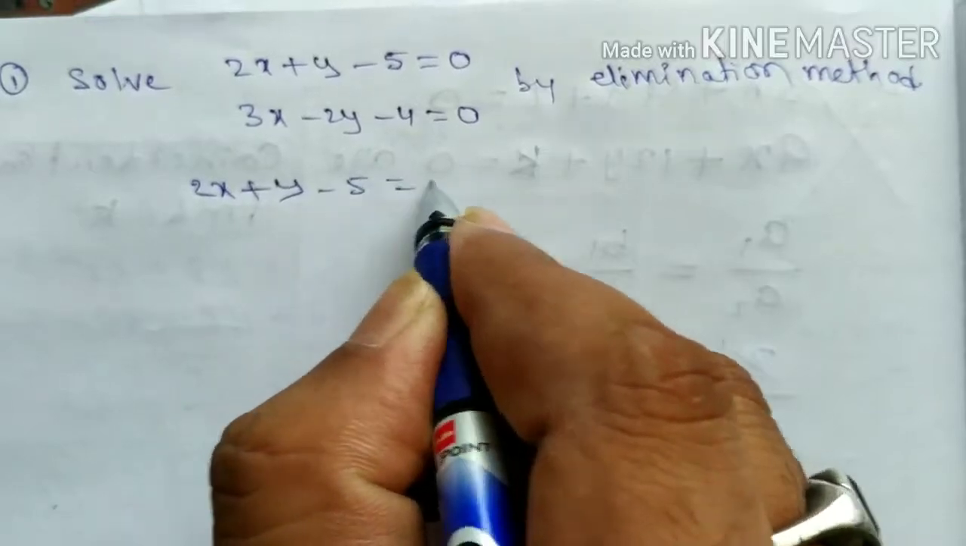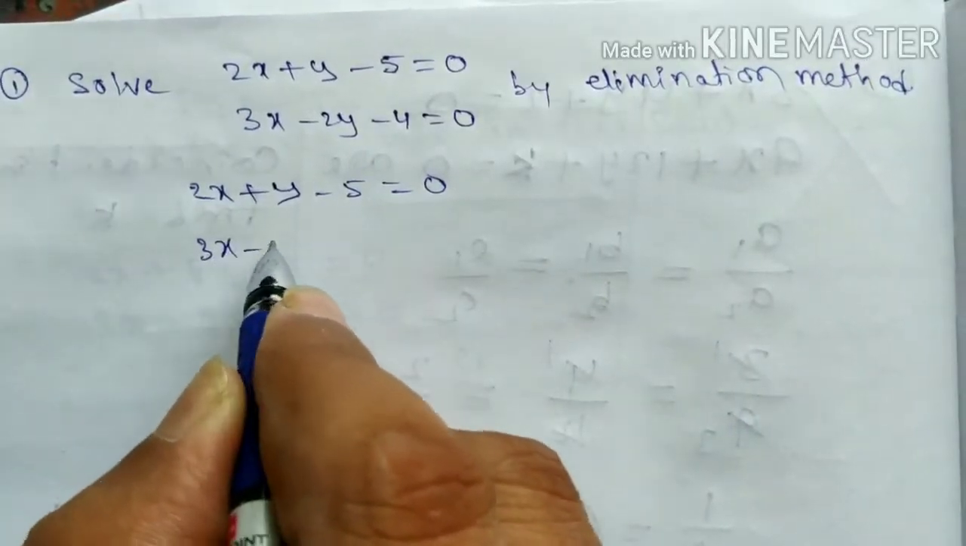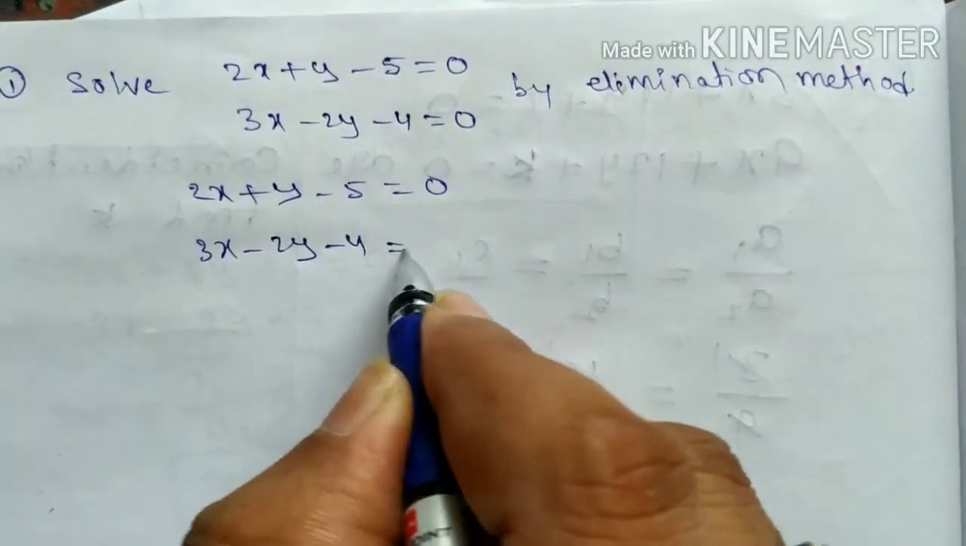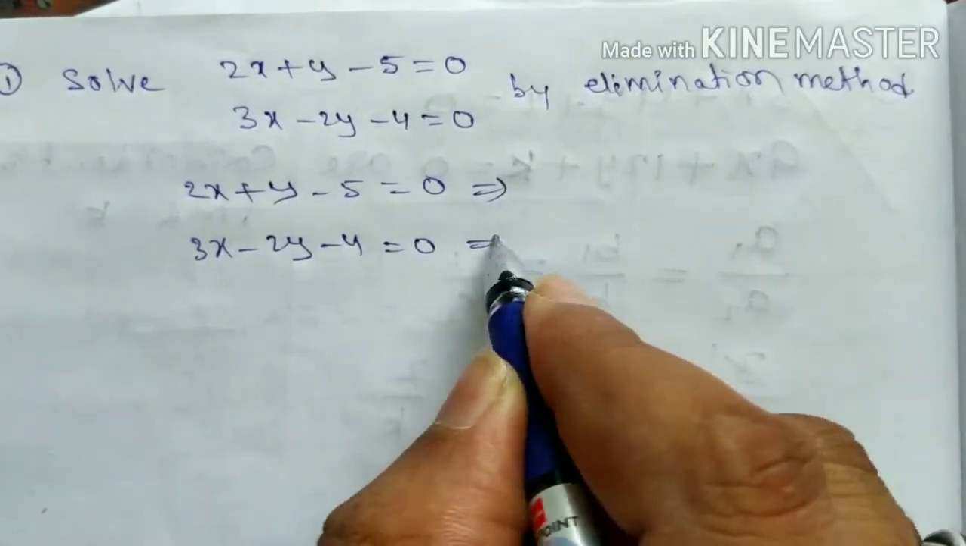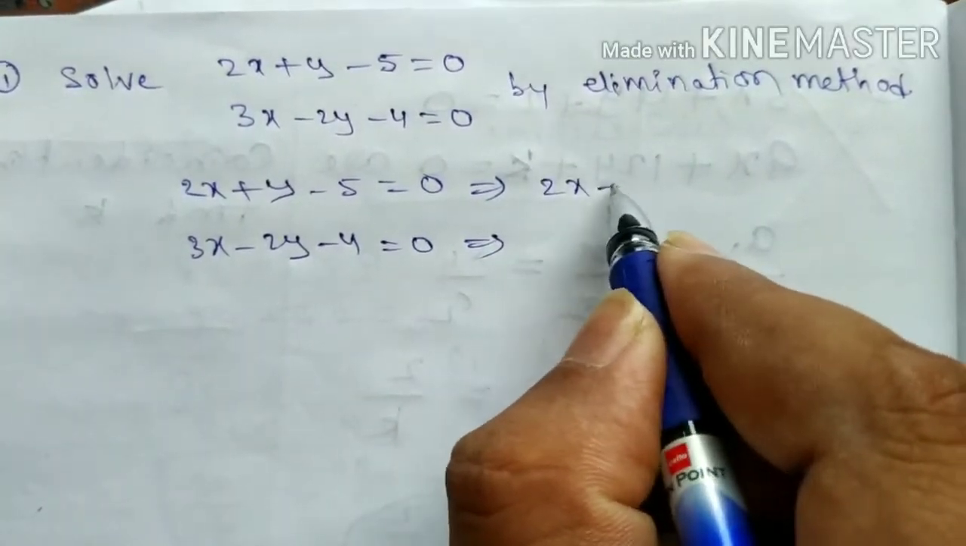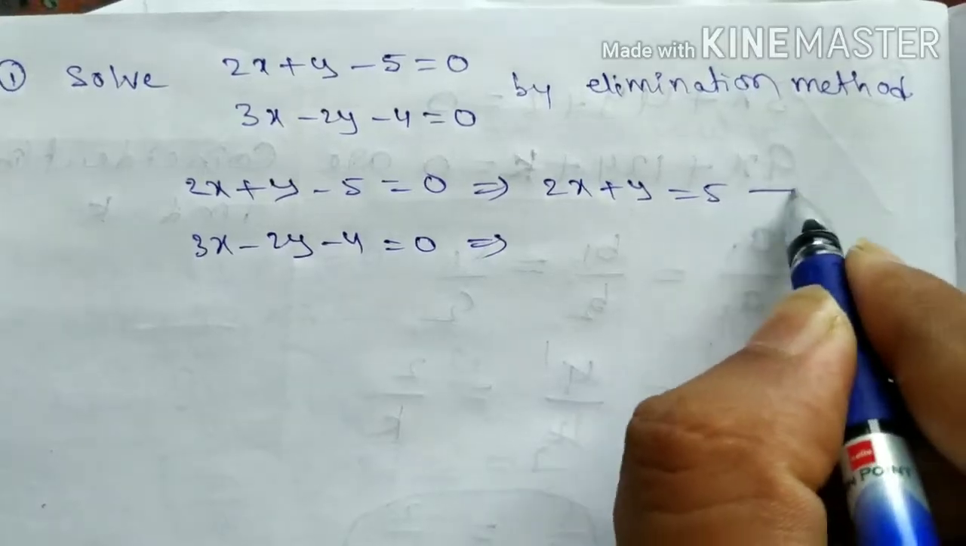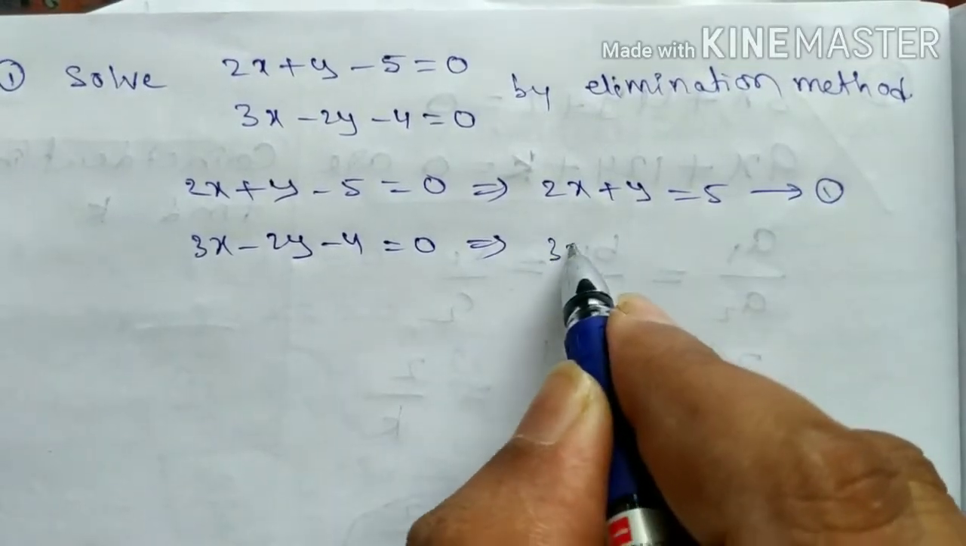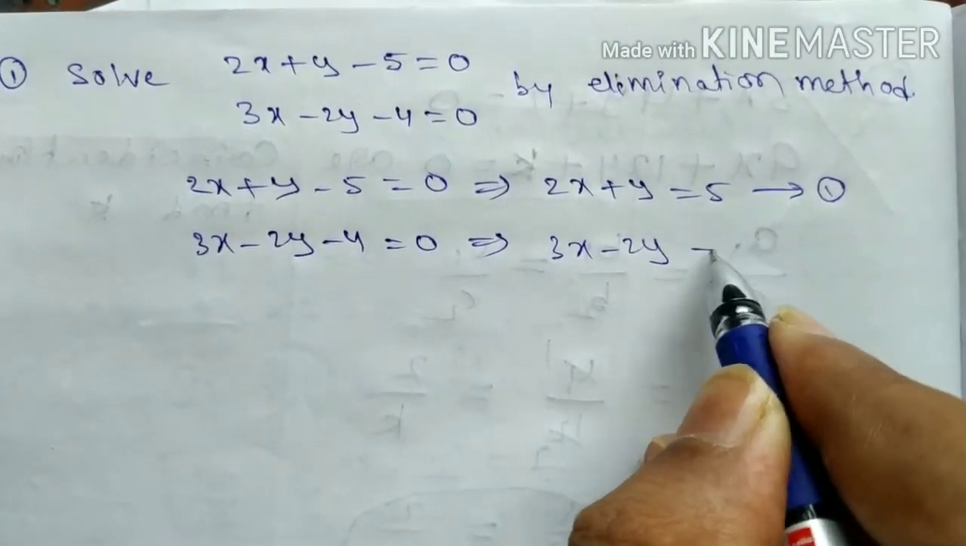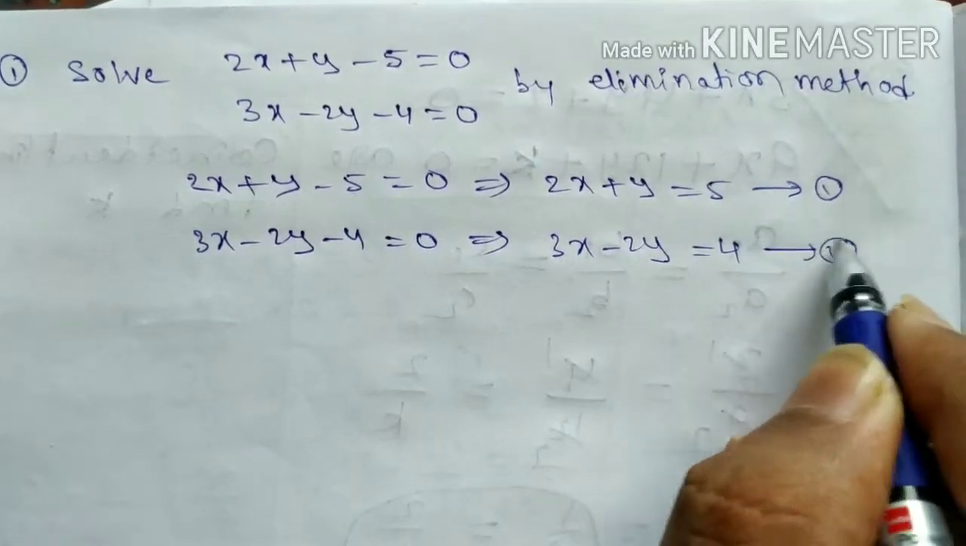2x plus y minus 5 is equal to 0, 3x minus 2y minus 4 is equal to 0. First, these equations, constants on the right side. 2x plus y is equal to 5. This is equation number 1. 3x minus 2y is equal to plus 4. This is equation number 2.